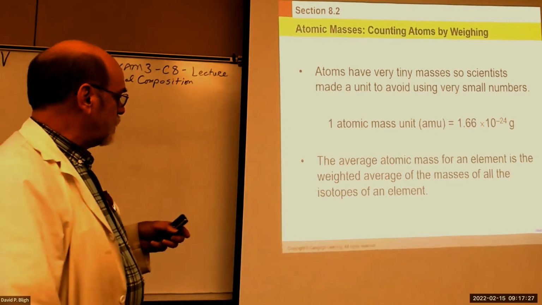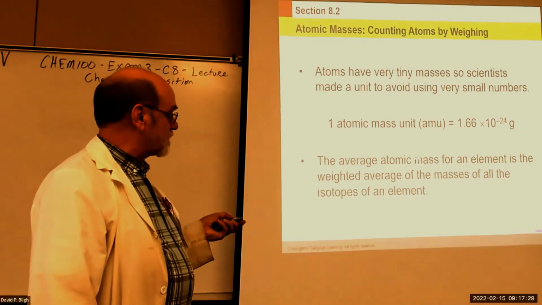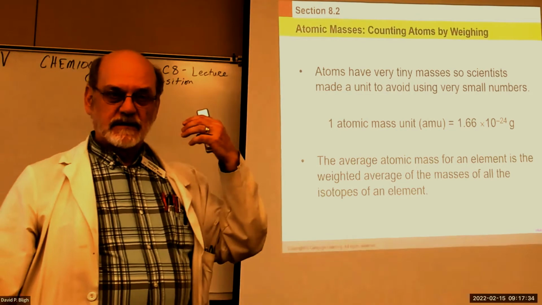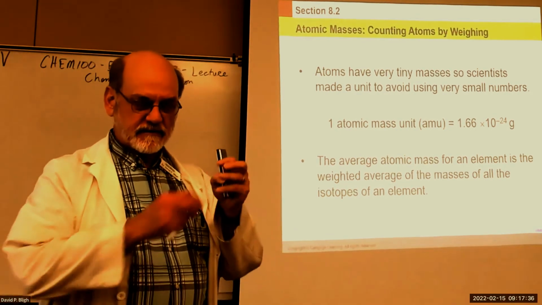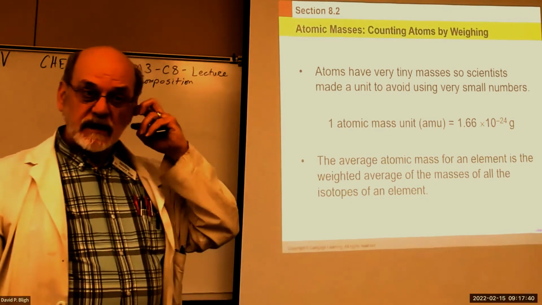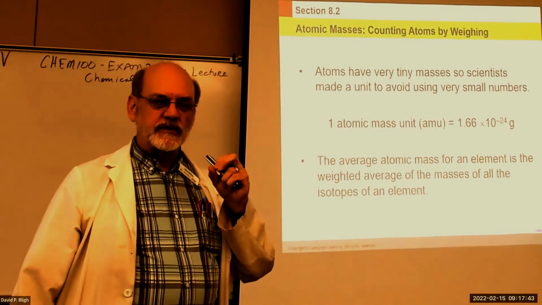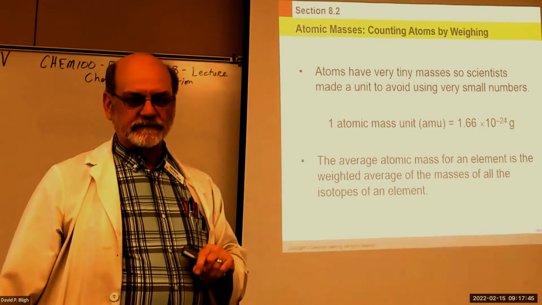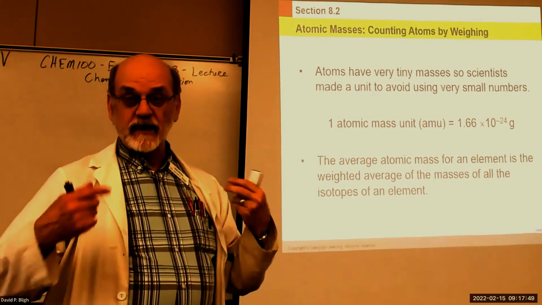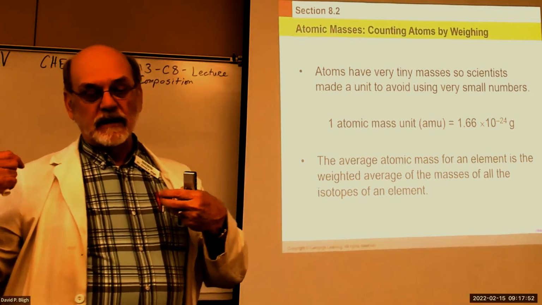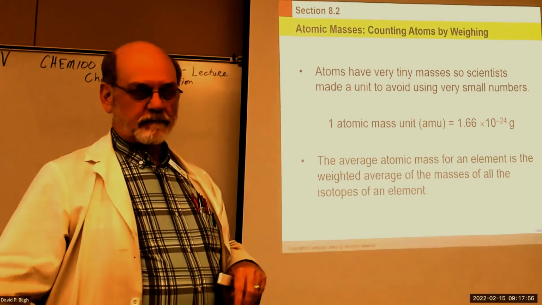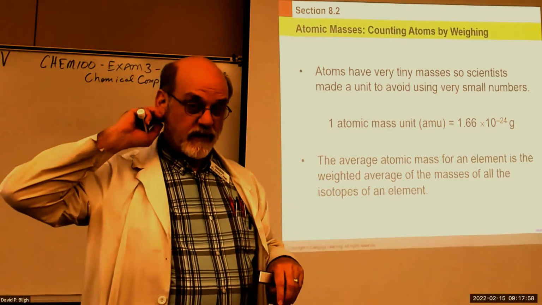So what we end up doing is finding the average atomic mass for an element, taking into account the abundance of the different isotopes. Most of the time, an element will be composed primarily of one isotope. But there are a couple of elements in the periodic table that are more evenly weighted between two isotopes. And I'll point one of those out in just a minute.